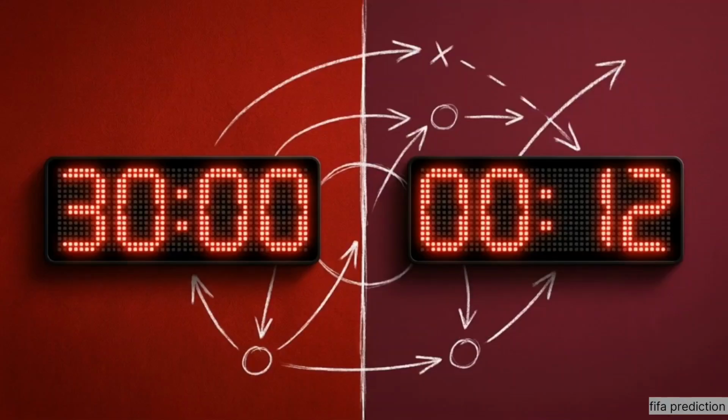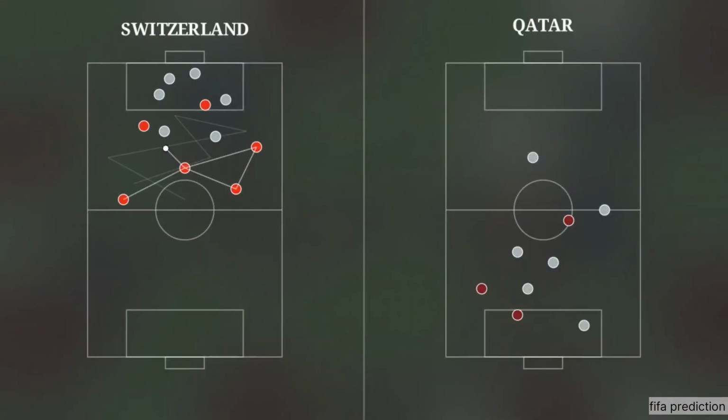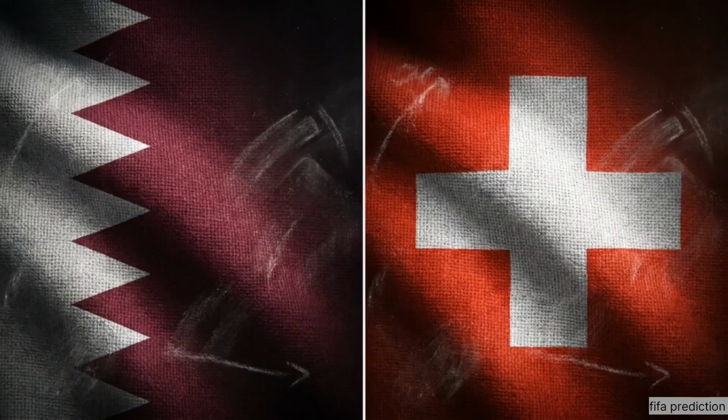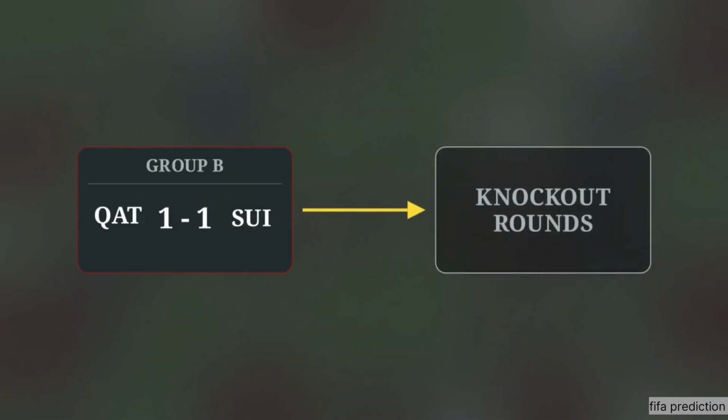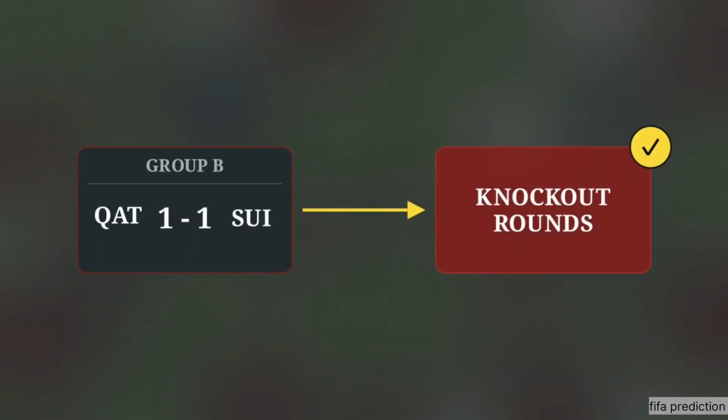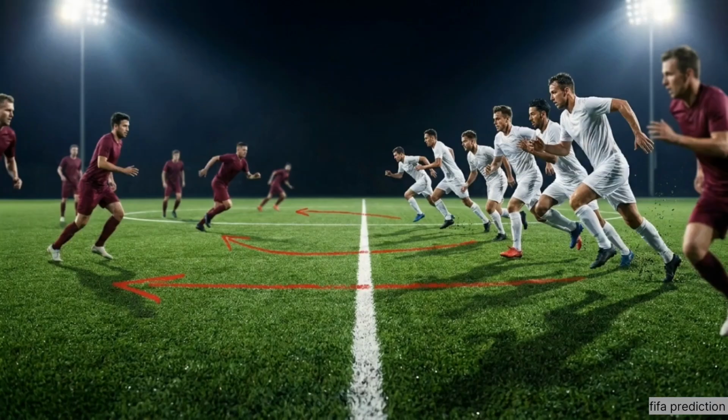These two goals provide a clear comparison. Switzerland spent 30 minutes building a goal, while Qatar manufactured one in seconds. At the restart, the stakes for Group B were clear. With the points split, the manager who could force a second breakthrough would likely secure a place in the knockout rounds. The Swiss siege resumed in the 55th minute.